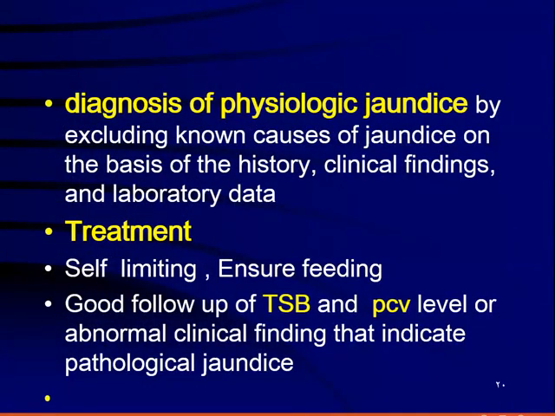Diagnosis of physiological jaundice is by exclusion of known causes of jaundice on the basis of the history, clinical findings, and lab data. Treatment is self-limiting, ensure feeding, and good follow-up for TSB and PCV or any abnormal clinical finding that may indicate pathological jaundice. Here I mention PCV because it is very important to follow up the PCV.